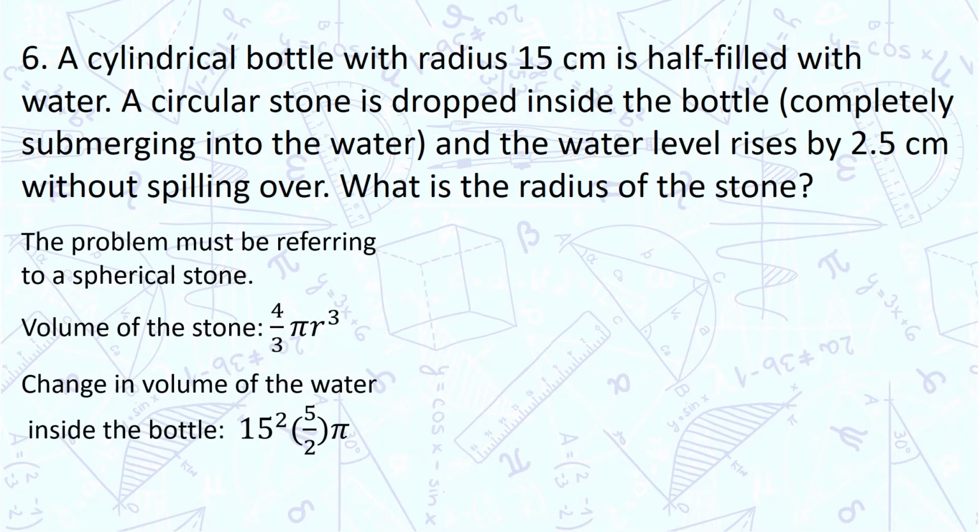The change in volume of the water inside the bottle is pi r squared h. So the radius is 15. The height is 2.5 centimeters. That's 5/2. We multiply it by pi. Pi r squared h.